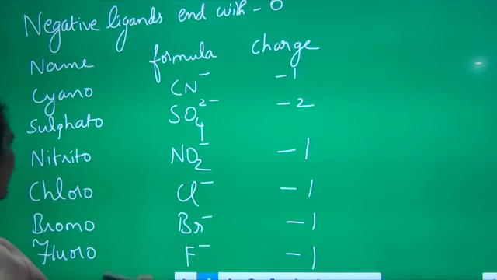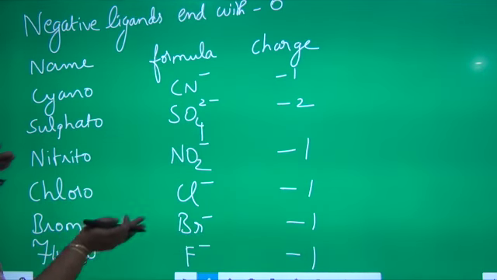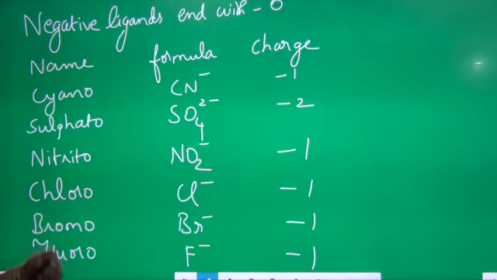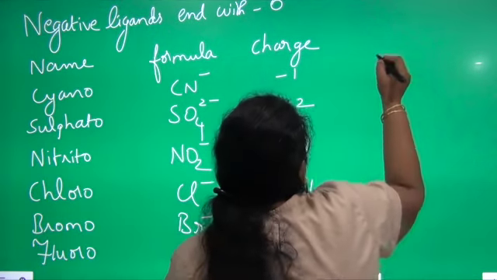Next, we are going to see other radicals also. All these are negative ligands. So, in order to calculate the oxidation state, we need to know the charges of negative, positive as well as neutral ligands. Some more ligands I will be writing here.